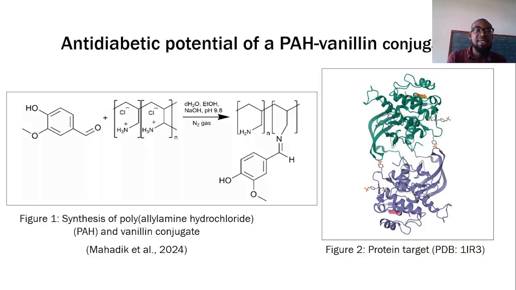So today we'll be assessing the antidiabetic potential of a polyallylamine hydrochloride vanillin conjugate. And then we'll be working with the conjugate that was synthesized and reported by Mahadik et al. in 2024. You can see it. Now this is the structure of that conjugate. It was obtained by reacting vanillin with a compound that eventually produces that polymer.